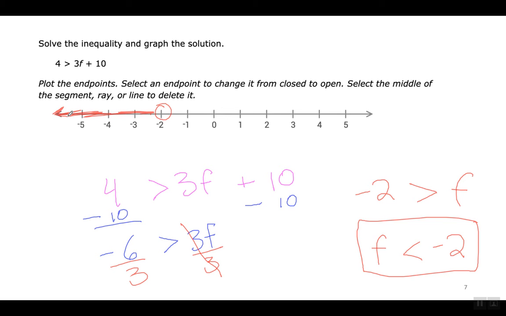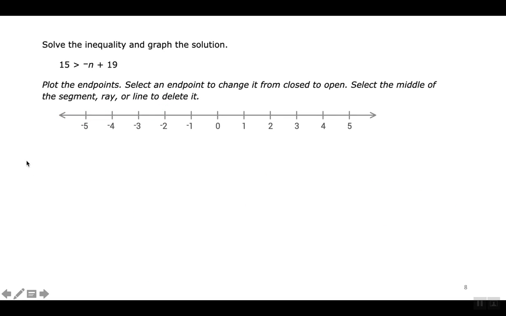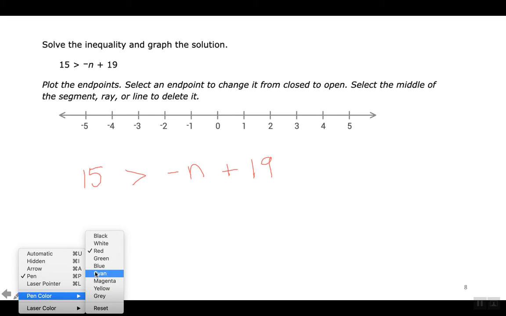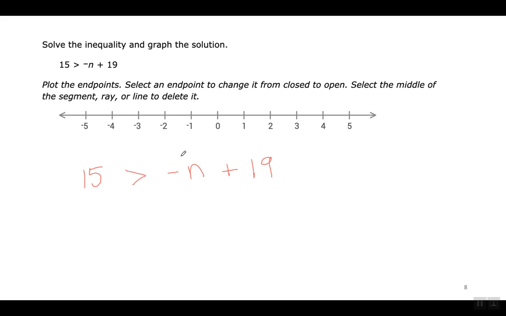A couple more examples. Okay, now in this one, we've seen one like this before. It could be a little tricky, so let's look at it. Here's our problem, and we're trying to get the variable n by itself. This one, there's two ways to do it. I'll explain both ways.